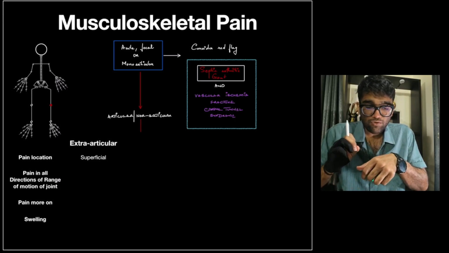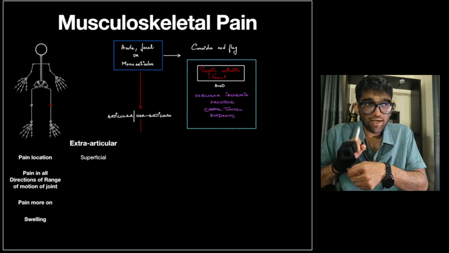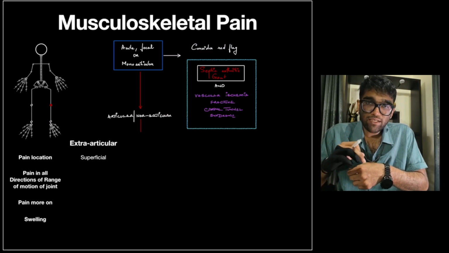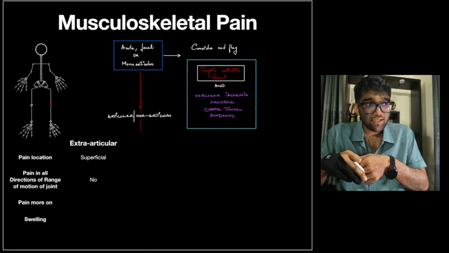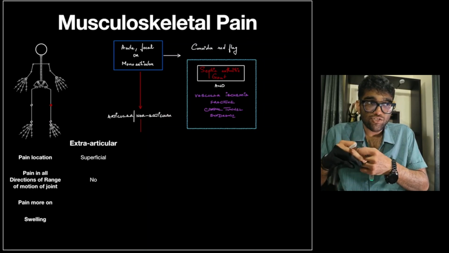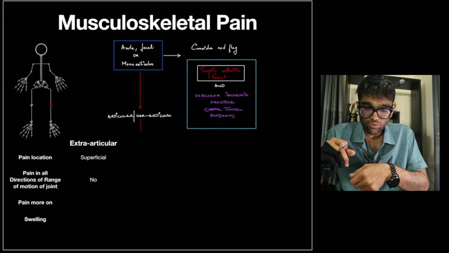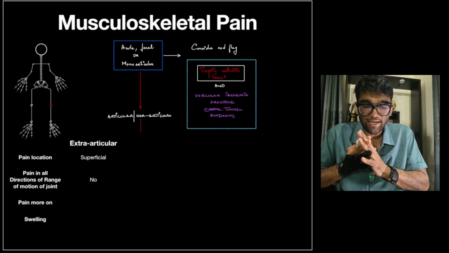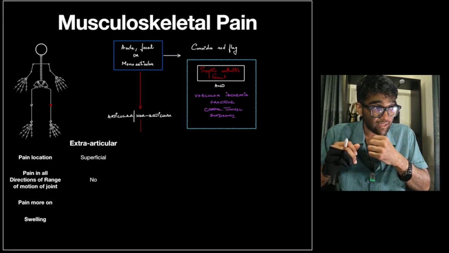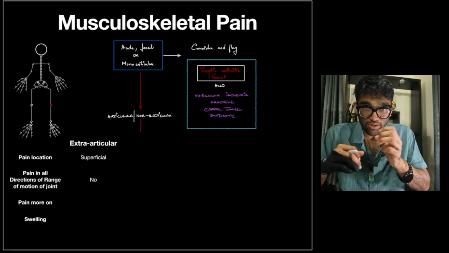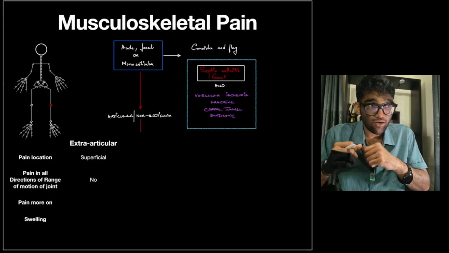Okay. So obviously, because the tendon here is superficial and right below the skin, the pain is also superficial. The pain is there only in the direction in which the tendon is stretched, or in which it contracts. So it is only there when, say, the wrist is moved in a radial direction or an ulnar direction. It is not there when the wrist is flexed, dorsiflexed, or extended.